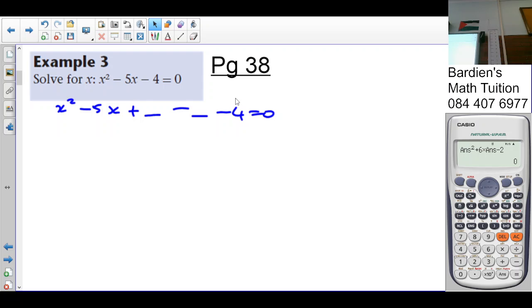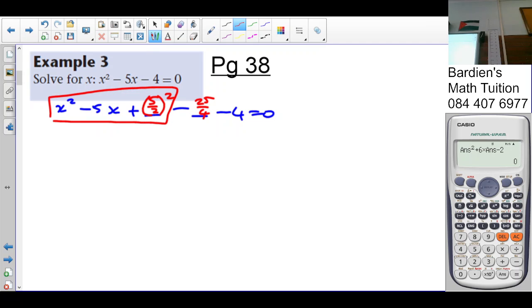Okay, so what must be added here? 5 over 2, and it must be squared, so it's going to be 25 over 4. There's your perfect square trinomial. So this can be written as x minus 5 over 2, squared.